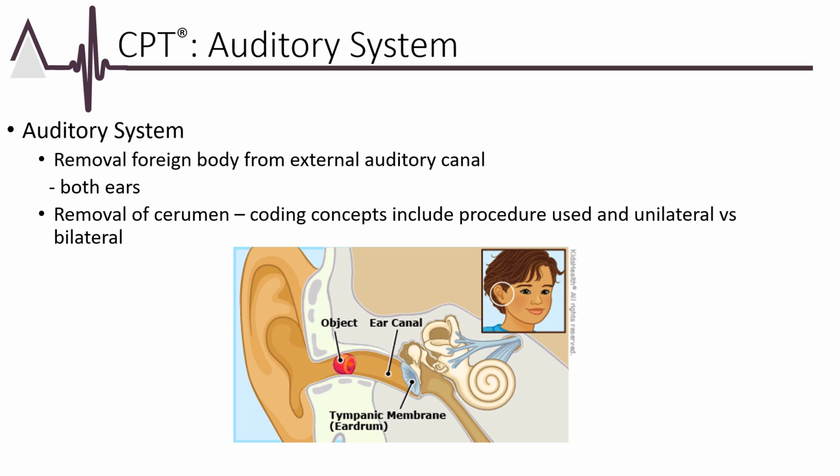69210 is reported for removal of earwax using instrumentation, such as ear spoons or microscope. This code is also for one ear. Modifier 50 is reported if both ears are cleaned. Guidance is provided instructing the user that if the earwax is not documented as impacted, the service is reported with the appropriate level of E&M code.